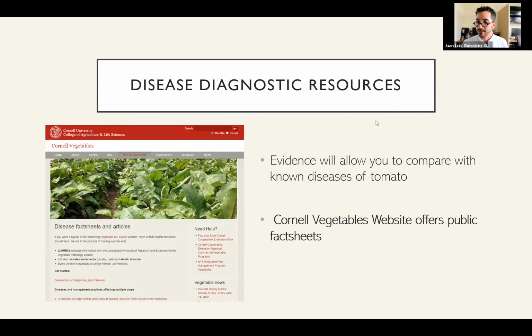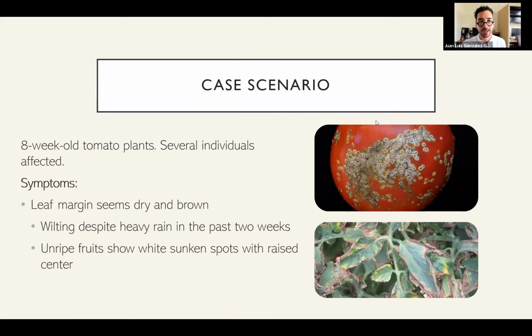With that said, there are plenty of resources that you can use to guide yourself through the identification of your tomato disease. One of such resources is the Cornell Vegetables website that offers public fact sheets that you can use to compare against your own notes. Now, I'll show you some examples of diseases that might be affecting your garden tomatoes, but first we'll do that through a case scenario. So let's assume that in your home garden, you have 8-week-old tomato plants.